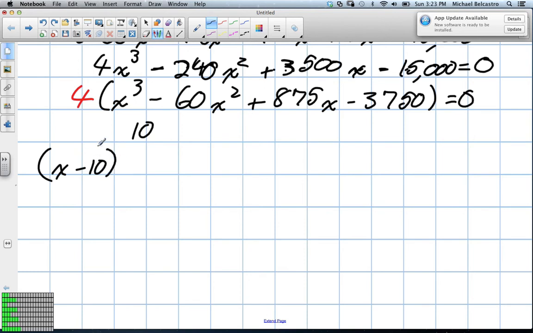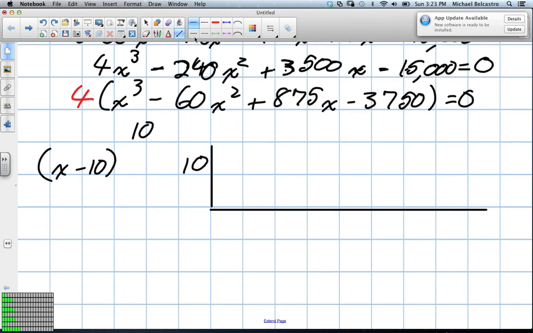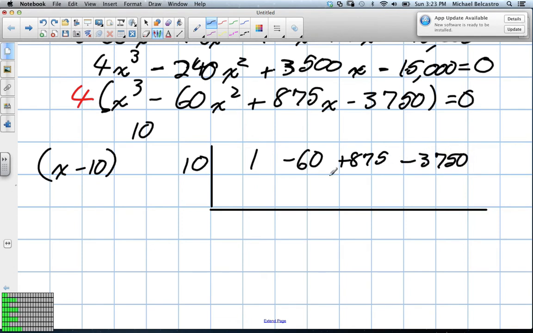But we're going to use our synthetic division, so we're going to be using just our number 10, and we're going to bring our values down. So the coefficients of each of our terms. Well, the coefficient of our first term here is just 1, right? Coefficient of the second term is negative 60. Third term is 875, and the last term is negative 3,750. Okay, so we bring the 1 down.